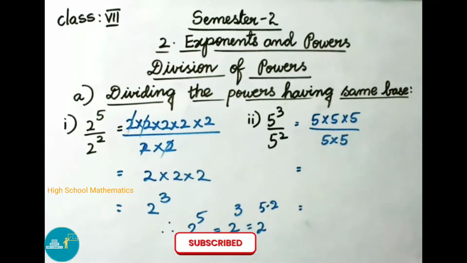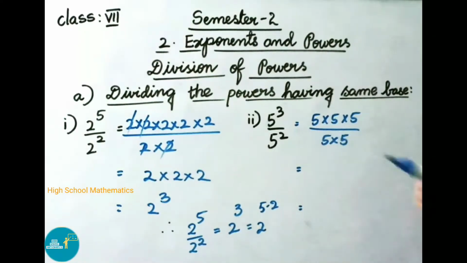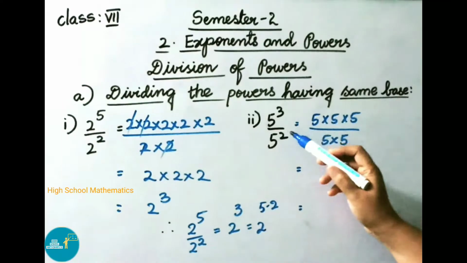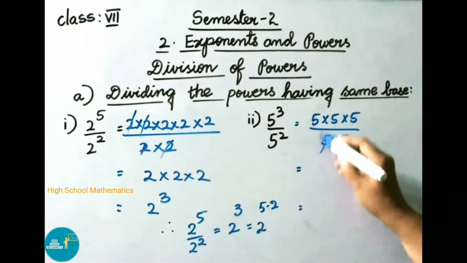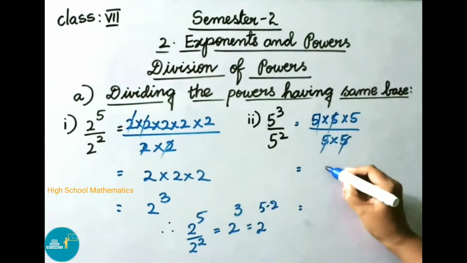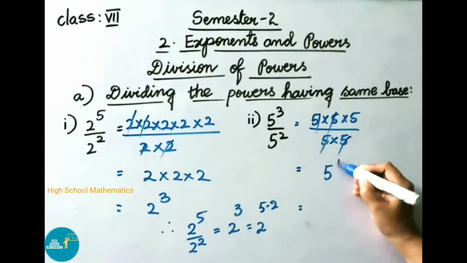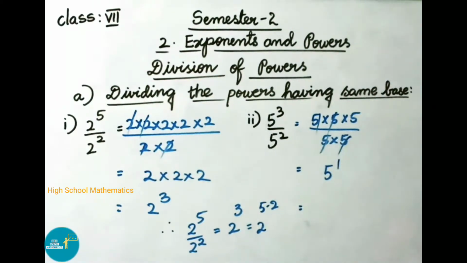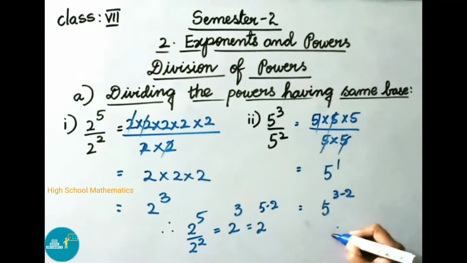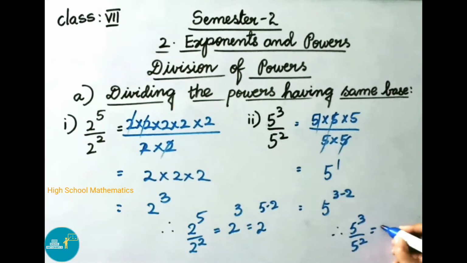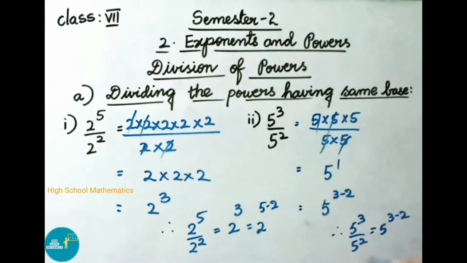See now the second one, 5 power 3 by 5 power 2. 5 power 3 is written as 5 multiplied 3 times, divided by 5 power 2, which means 5 multiplied here 2 times. So let us cancel them. Here we are left over with one 5. So we shall write here 5 power 1. 5 power 1 can be written as 5 power 3 minus 2. Therefore, 5 power 3 by 5 power 2 equals 5 power 3 minus 2.